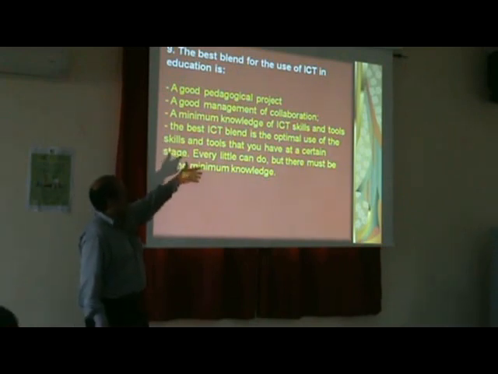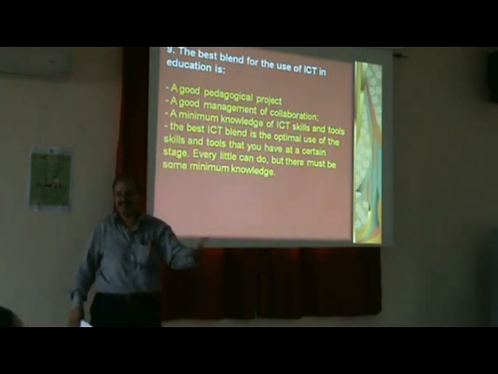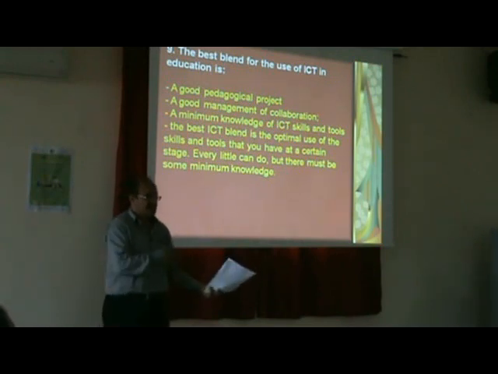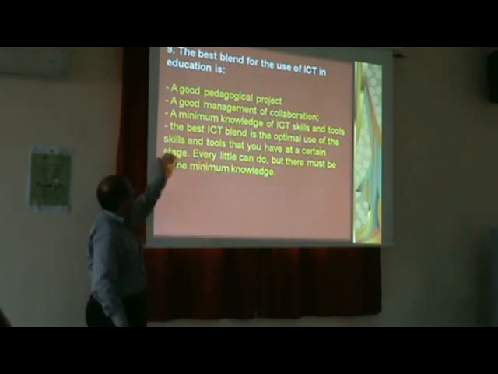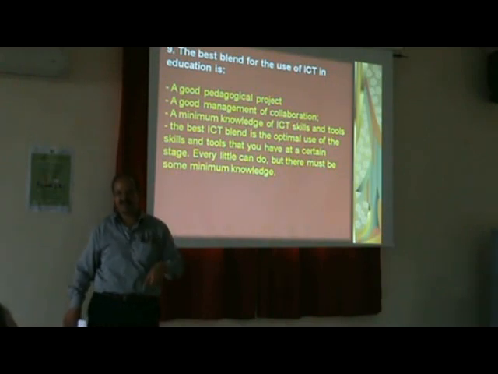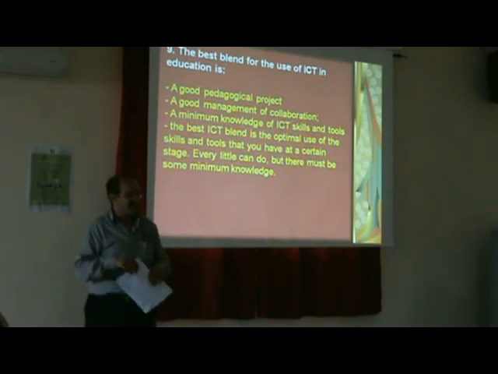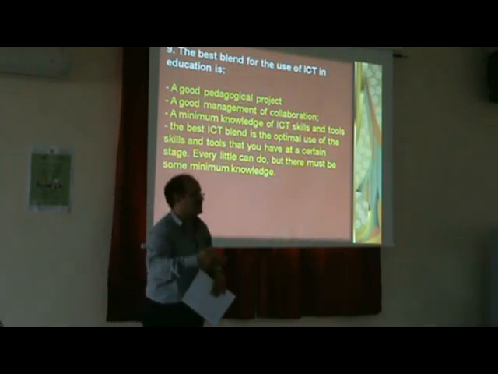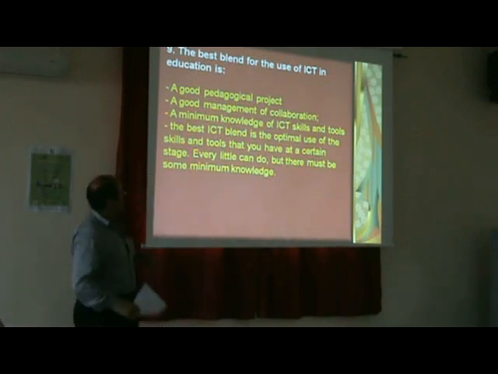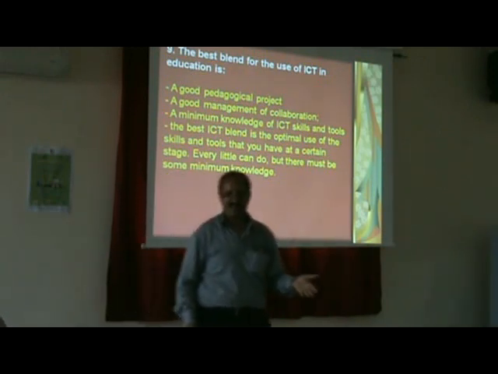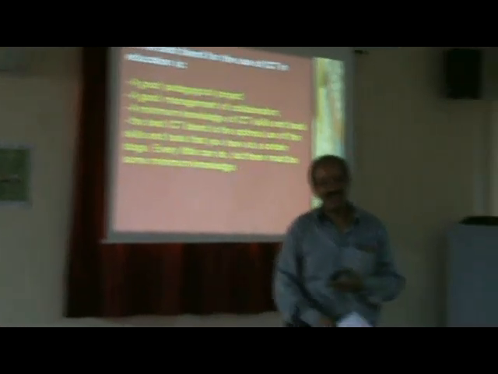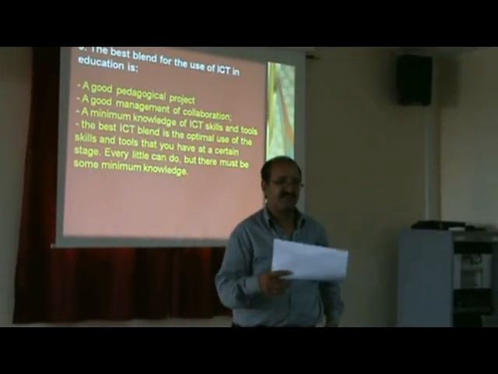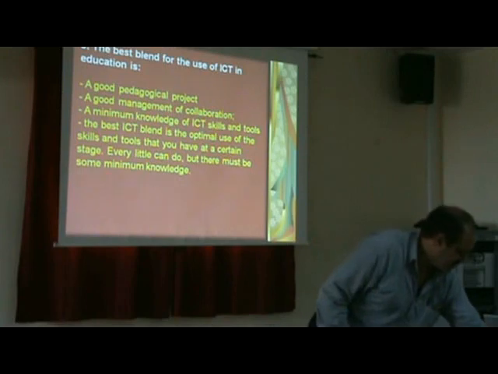A minimum knowledge of ICT skills and tools is enough, if you just know how to use email and search Google. It's the same principle when you use Facebook and other tools. The best ICT blend is the optimal use of the skills and tools that you have at a certain time. At this period, the little that you know can work, because you will acquire other things through experience. So everything can be done in technology nowadays. As long as we can use a mobile phone, we can use any other things, because the same principles can be transferred to everything.